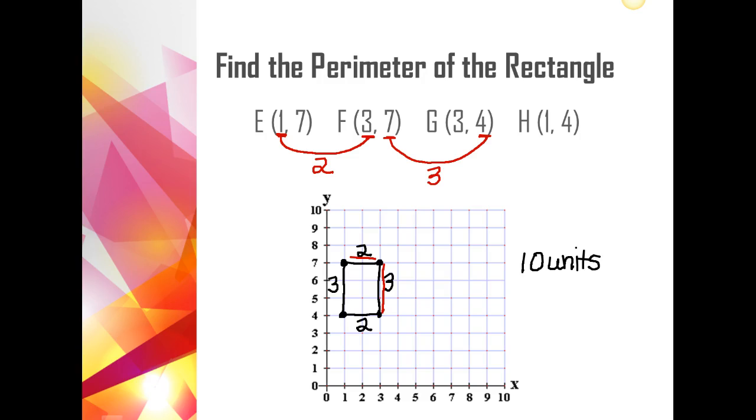Then let's go from (3, 4) to (1, 4). This is the length of the bottom of the rectangle. From 3 to 1 is a change of 2 units. From 4 to 4 is a change of 0.